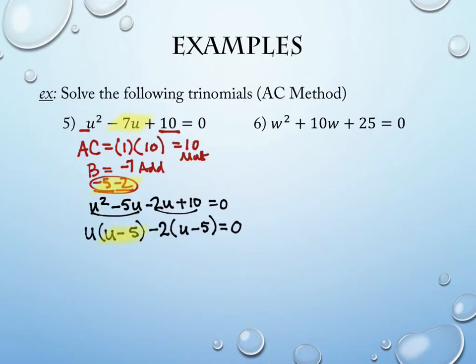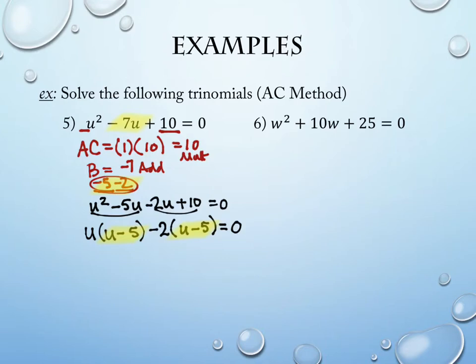So here is why I needed to pull out the negative. My goal in the AC method is to get two factors that are identical. The parts in the parentheses should match. If they don't match, there's an error somewhere. Maybe you broke your numbers apart wrong, maybe you factored something wrong, maybe there's a negative you forgot to pull out or you pulled out when you didn't need to. All right? Those two pieces have to match or you've made a mistake.